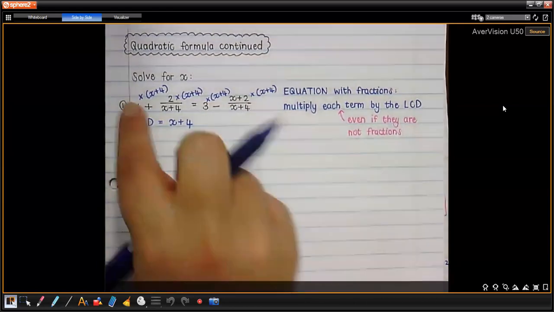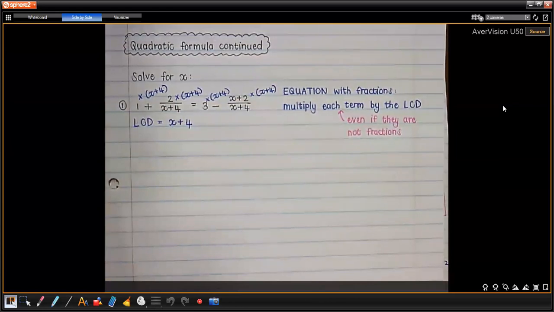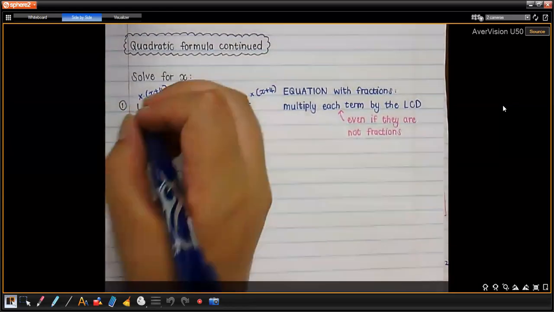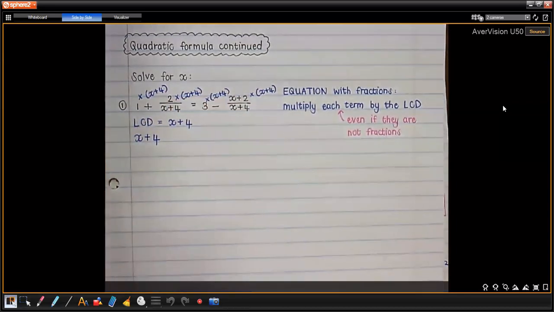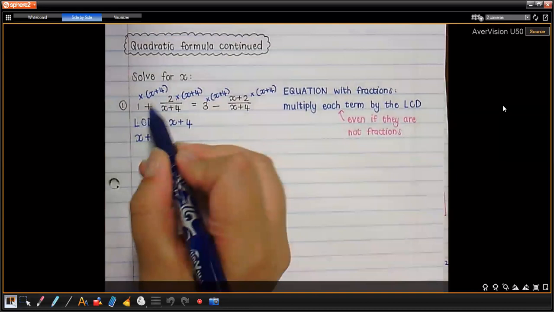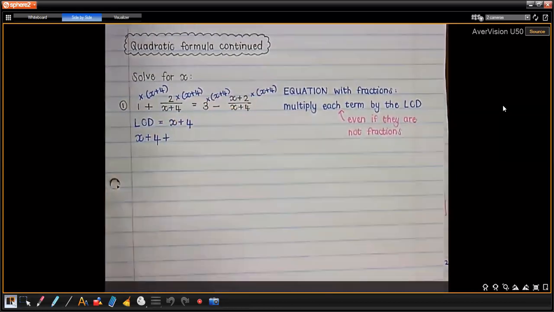All right, what is 1 times x plus 4? X plus 4, thank you. X plus 4. The next one has a plus in front of it, so we can put that plus there.